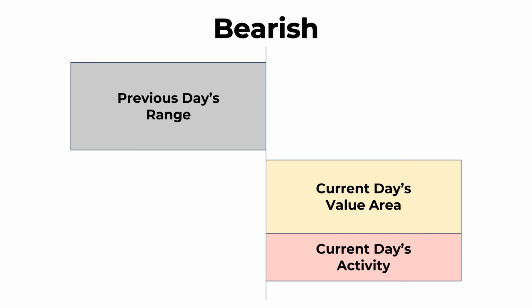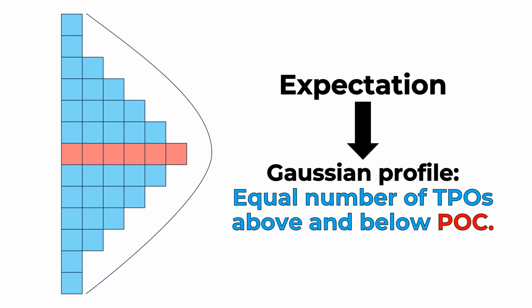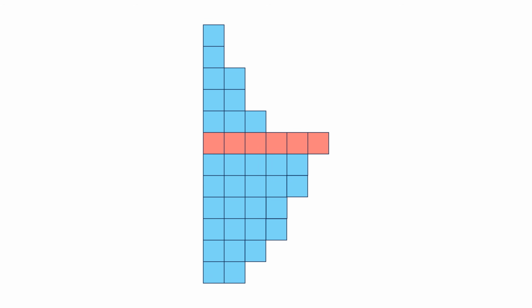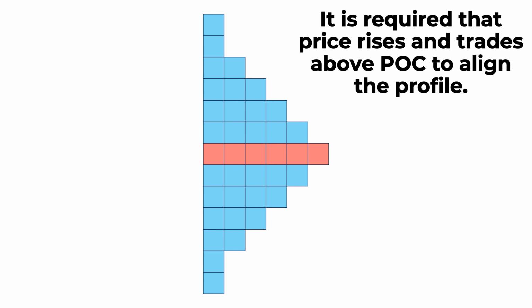Another way of determining the trend bias with the market profile is through a statistical approach. The profile is expected to have a Gaussian distribution, meaning a symmetrical distribution where the number of TPOs above and below the point of control are the same or at least almost the same. So for example, if we encounter a skewed profile like this, where we have more TPOs below the point of control than above, there is an expectation that this profile is bound to become symmetrical. For this to happen, price has to rise and trade above the point of control for a while.